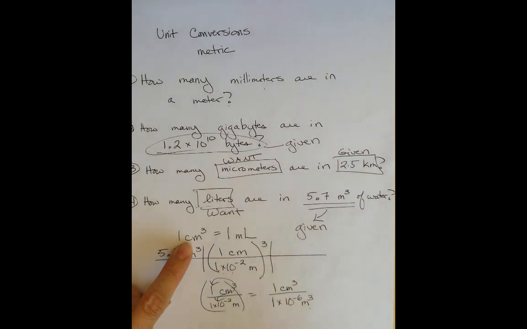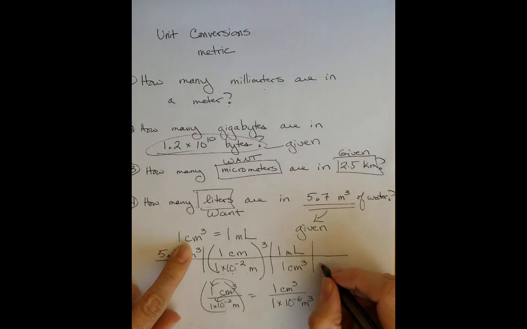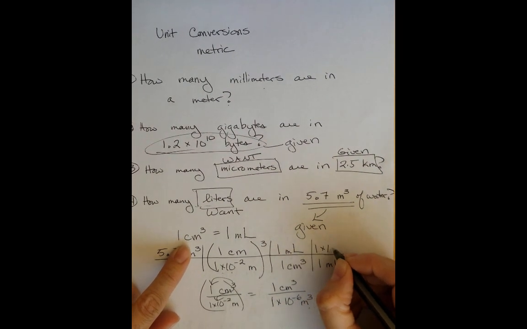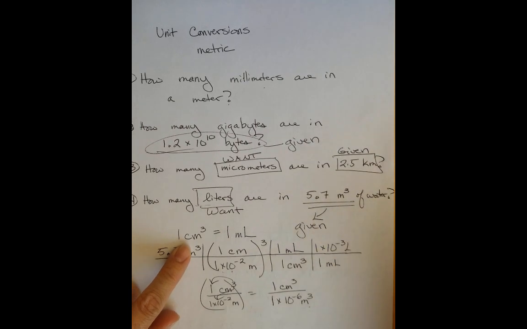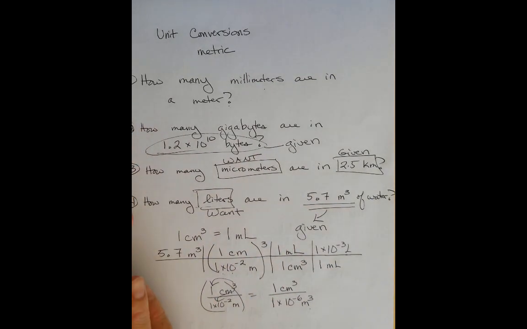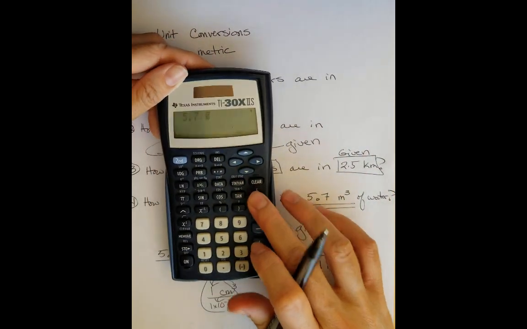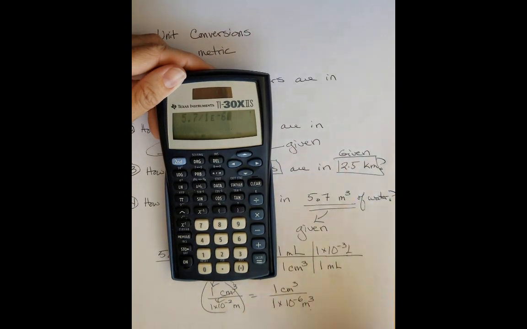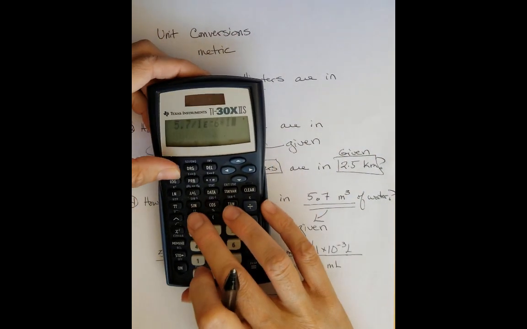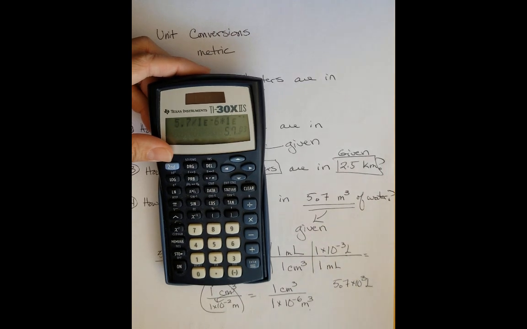Since we are going to have those beautiful cubic centimeters, I have over here that 1 cubic centimeter is equal to 1 milliliter. And then in 1 milliliter, I will have 1 times 10 to the negative 3 liters. So now I'm just going to divide by everything on the bottom, multiply by everything on the top. So that's going to be 5.7 meters cubed divided by 1 EE negative 6 times 1 EE negative 3. And that's going to give me in the end 5.7 times 10 to the positive 3 liters.